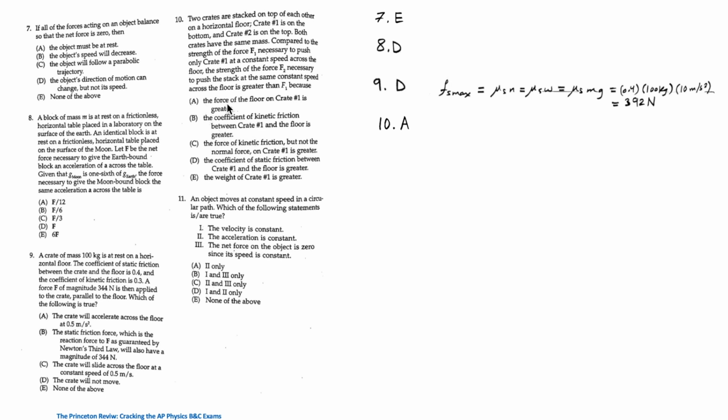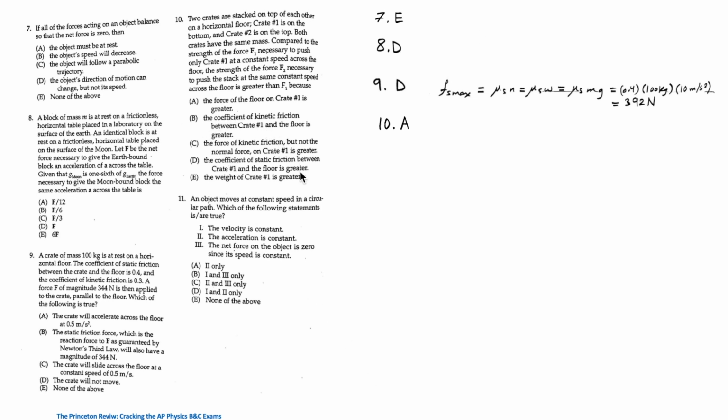Which is, the force of the floor on crate 1 is greater, okay? And this is because if crate 2 is on top of crate 1, then the force pushing downward on the floor would be greater, right? So the normal force exerted by the floor on crate 1 would be greater, which will then increase the frictional force. And because the frictional force is increased, the force necessary to be applied to the stack to move at the same constant speed would be greater than if crate 1 is alone.